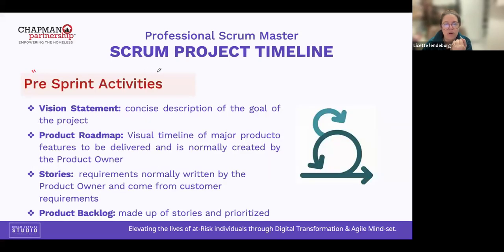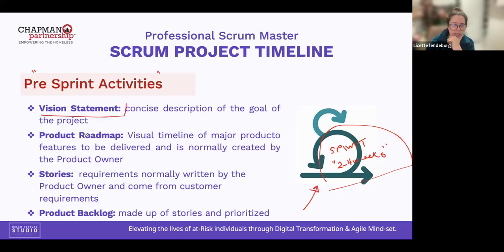Before we start the first sprint, remember the sprint is a short cycle to deliver value with a duration of 2 to 4 weeks, because in Scrum we are adding incremental value. Another name for the sprint is an iteration. Before we get started with my project, we need to have ready the vision statement, the product roadmap, the user stories, and the product backlog.